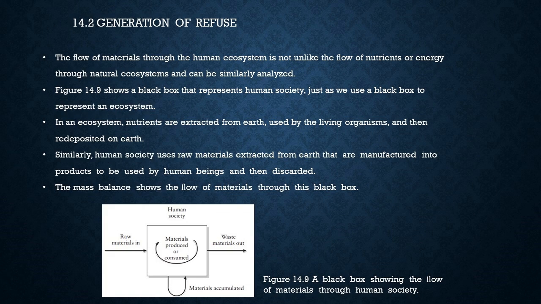In an ecosystem, nutrients are extracted from Earth, used by the living organisms, and then redeposited on Earth. Similarly, human society uses raw materials extracted from Earth that are manufactured into products to be used by human beings and then discarded. The mass balance shows the flow of materials through this black box.